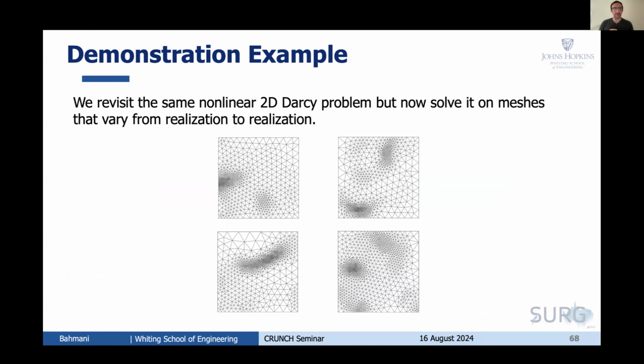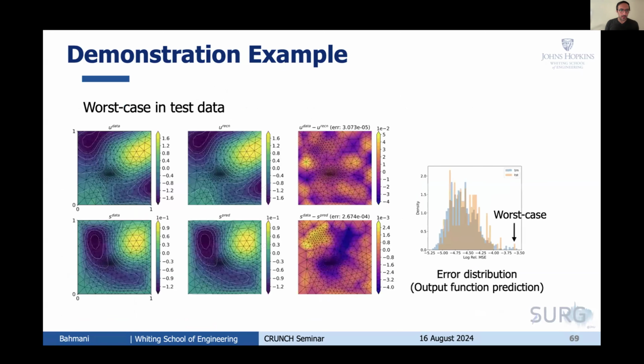And this is the problem where there is no masking, because intentionally the data is generated on different meshes. We solved the nonlinear 2D Darcy problem, but each realization has its own different mesh in terms of where it refines or the number of points. Here I show you the worst case in the test data, which corresponds to this distribution. Again, it's fairly reasonable results, and on average we are doing one order of magnitude better than the worst case.